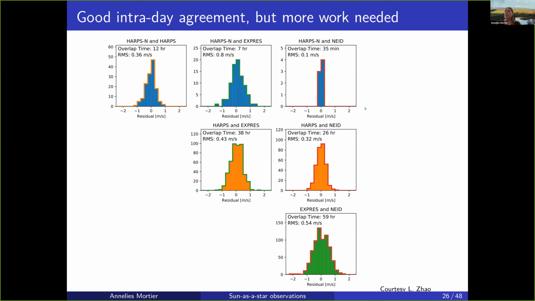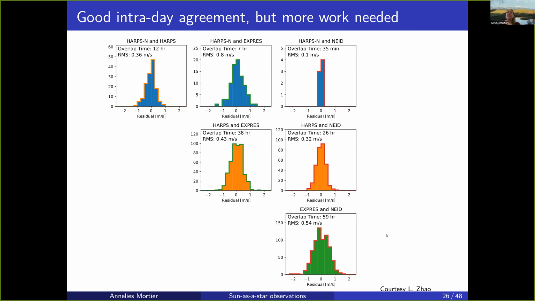Now, if you look here, you see all 6 combinations and the total overlap within that month that they gave. Obviously, it makes sense that HARPS-N and NUIT only overlapped for 35 minutes in that month, because they are the furthest apart. Then Express and NUIT, being in very similar places, actually overlap for almost 59 hours.